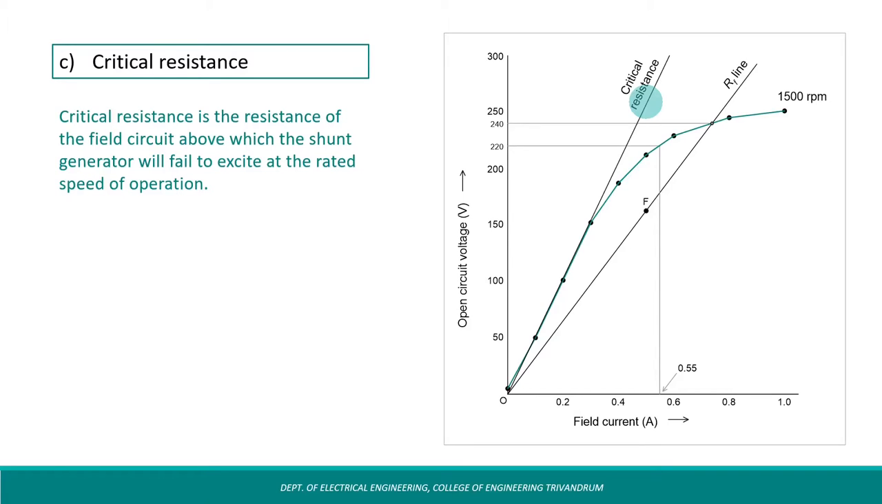To find the slope, a vertical line AB is drawn, which will connect the field current axis and the critical resistance line. OA and AB are measured from the graph as 0.45 amperes and 231 volts respectively. The critical resistance is AB by OA, that is 231 by 0.45, which gives a result of 513 ohms. This means if the resistance in the field circuit is more than 513 ohms, then the generator will not excite. No excitation means no voltage generated.